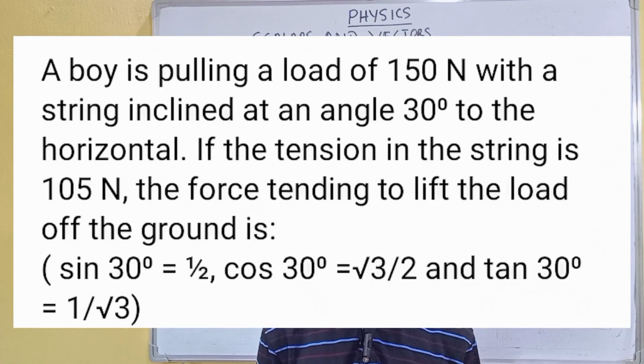Question 2. A boy is pulling a load of 150 Newton with a string inclined at an angle 30 degrees to the horizontal. If the tension in the string is 105 Newton, the force tending to lift the load off the ground is dash. Take sin 30 equal to half, cos 30 equal to root 3 over 2, and tan 30 equals to 1 over root 3.